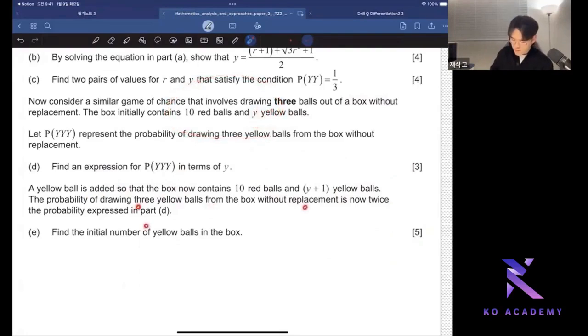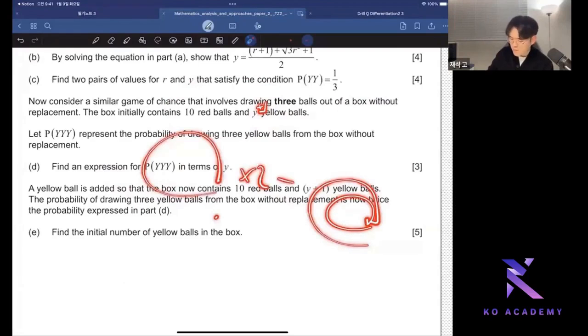Did we do it the same way? By adding this one yellow ball, we found the probability of drawing 3 yellow balls to be double this value, which means we need to create an equation and solve it. Guys, this equation isn't hard, is it? If we simplify both sides and multiply, it will be solved quickly, right? So that's just this one problem.